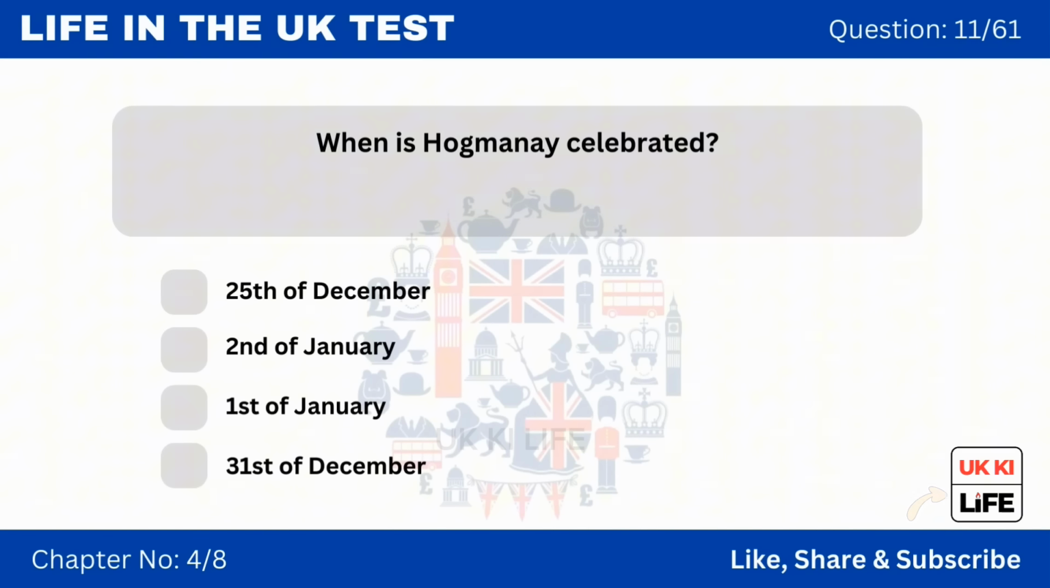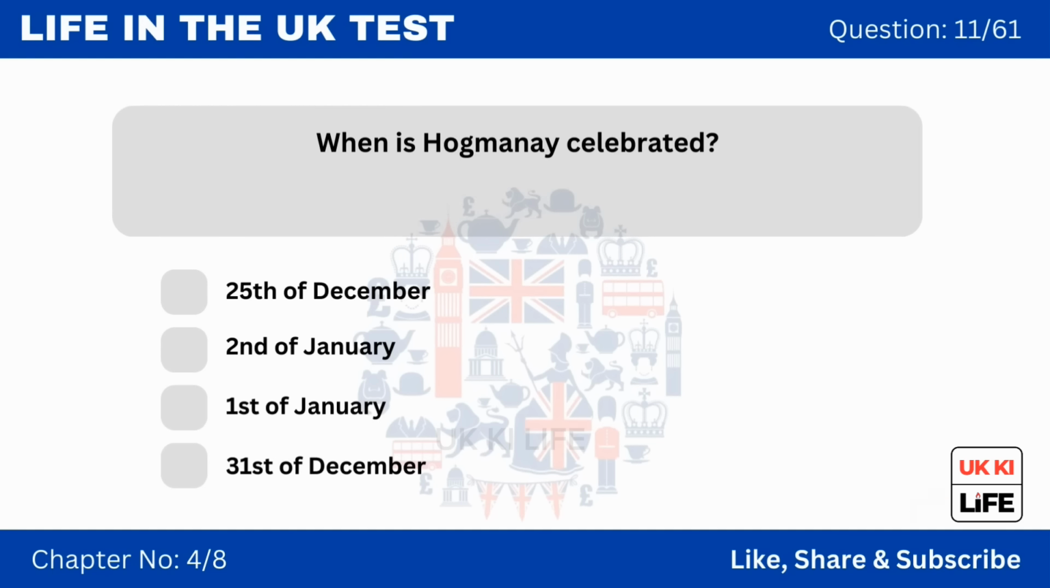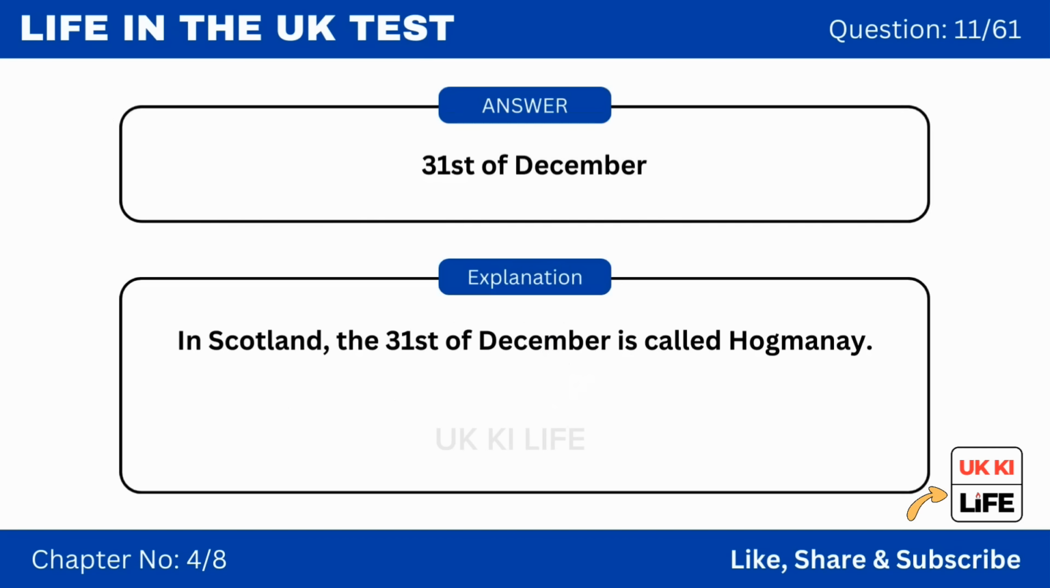Question 11. When is Hogmanay celebrated? 25th of December, 2nd of January, 1st of January, 31st of December. The correct option is D. Explanation. In Scotland, the 31st of December is called Hogmanay.